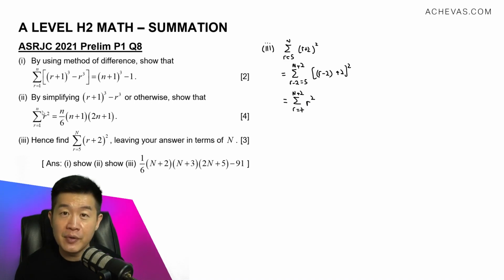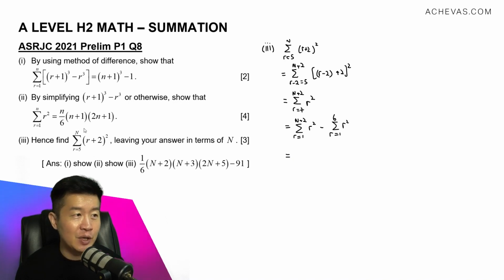But if I were to make use of the previous result, I need this to be equal to 1. So I'm going to rewrite this such that it is going to be equal to r starting from 1 all the way until n plus 2 of r squared, minus away r starting from 1 all the way until 6 of r squared. Because by doing so, by minusing from the first term all the way until the sixth term, we are going to be left with the 7th term all the way until the n plus 2 term.